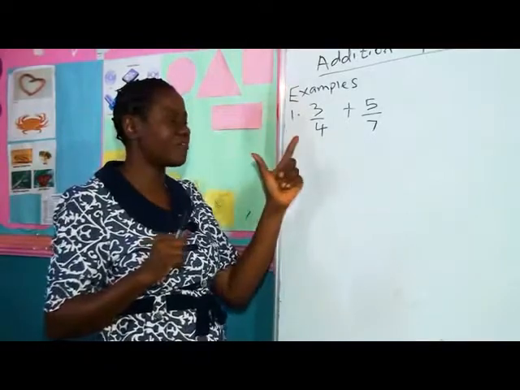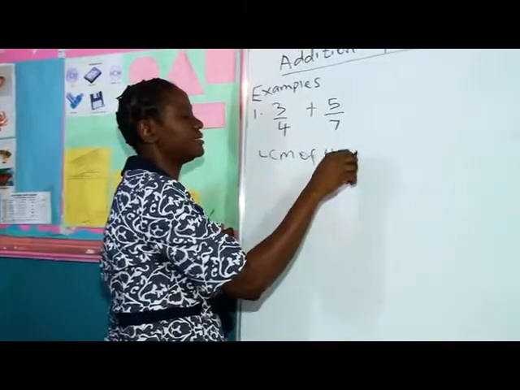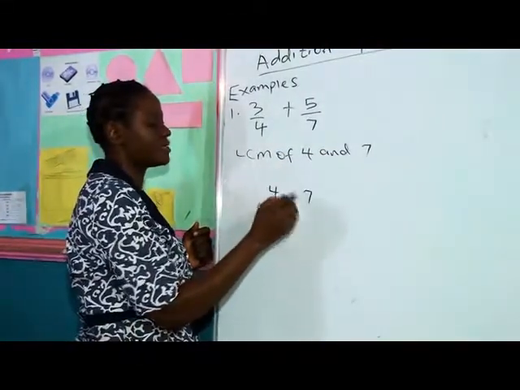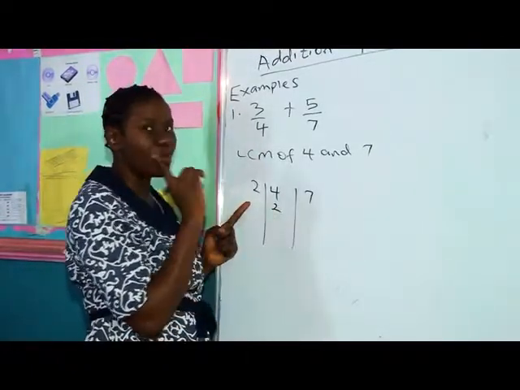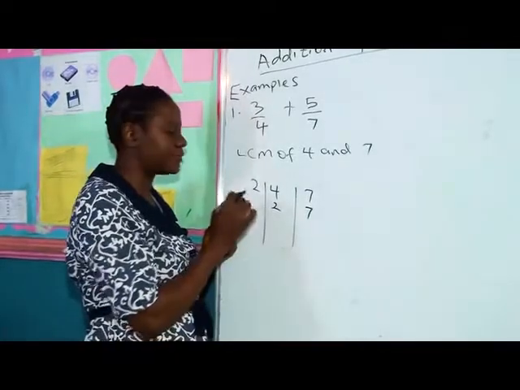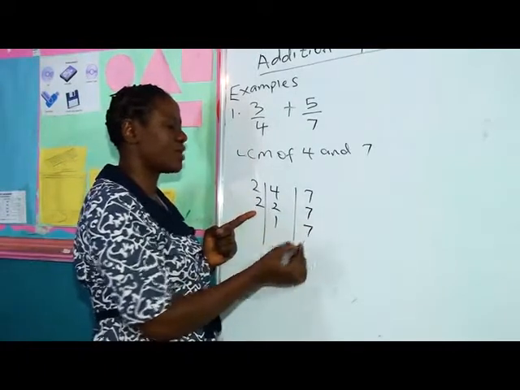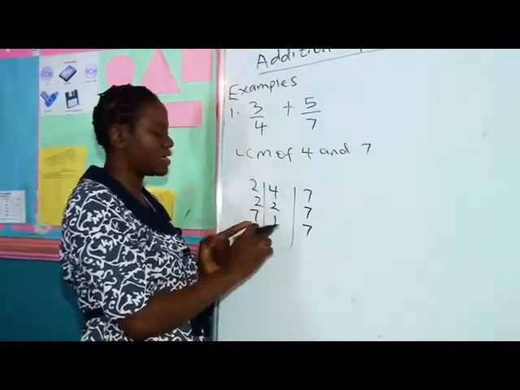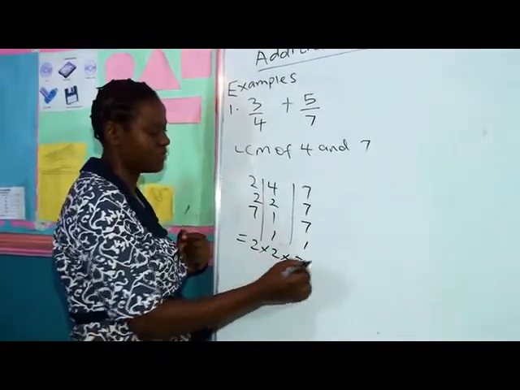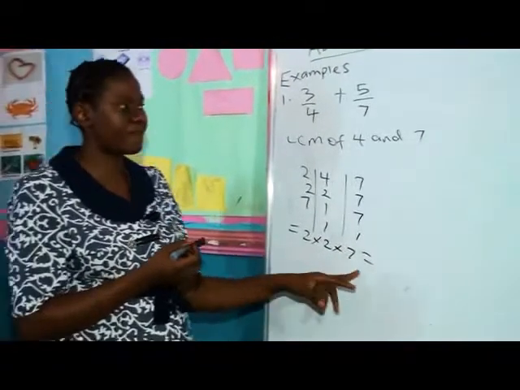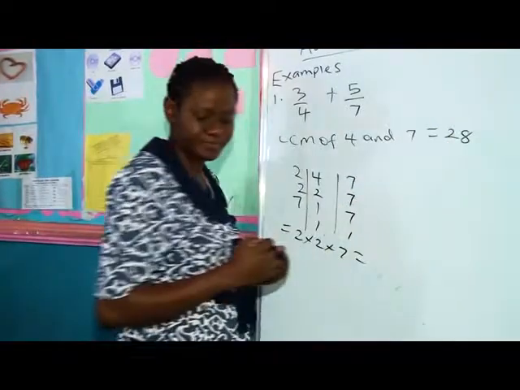What is the LCM of 4 and 7? 2 will divide 4. 2 will not divide 7 without a remainder, so we write our 7 back. How many 2 can we find in 2? 1. We have 7. What else do we have here? 7, 1, 1. So the LCM is 2 times 2 times 7. 2 times 2 is 4, and 4 times 7 is 28. So the LCM of 4 and 7 is 28.